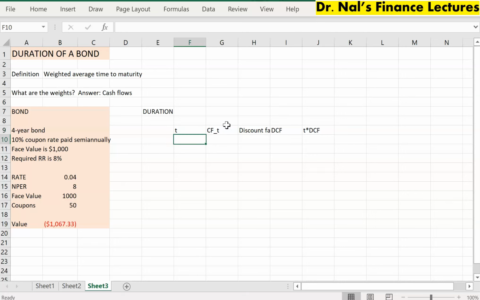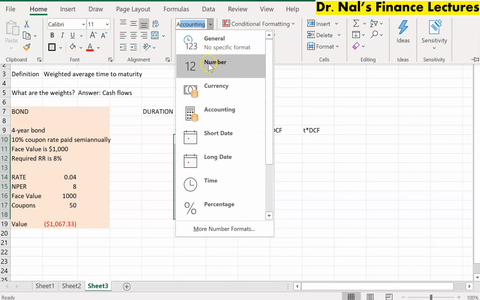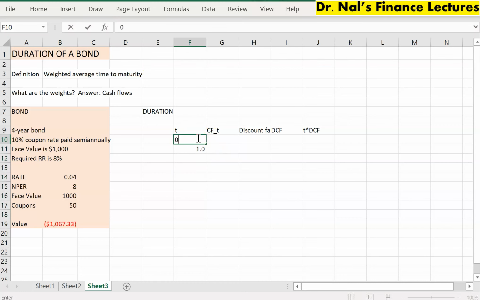So I will be receiving over the next 4 years, every 6 months, coupon payments of $50 each. Because it's every 6 months, half a year. Okay, so first let's make sure the formatting is correct. I want to write everything in text, so let me first format the cells. Actually, I need to make them into a number, just to be on the safe side. Okay, there we go. And I don't need that many decimal places. Perfect.